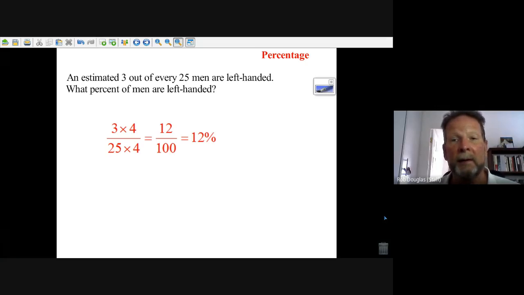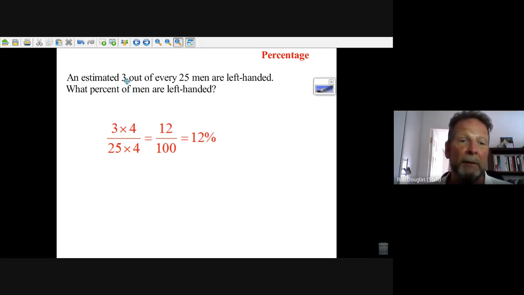Okay, we're going to look at some more word problems. The first set of problems are about percentage. And let's just read this. An estimated 3 out of 25 men are left-handed. What percent of the men are left-handed?